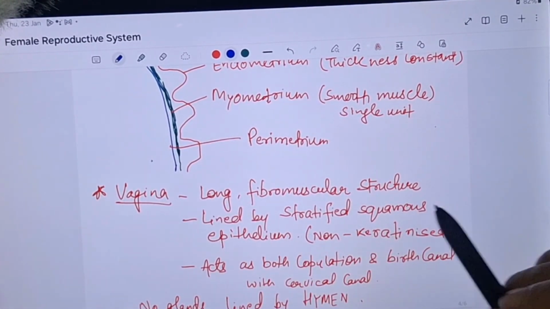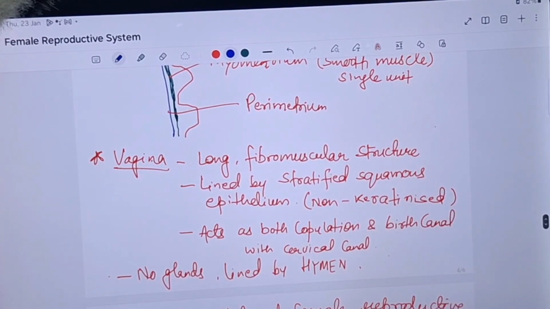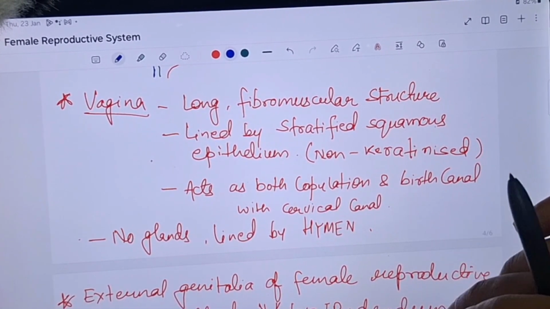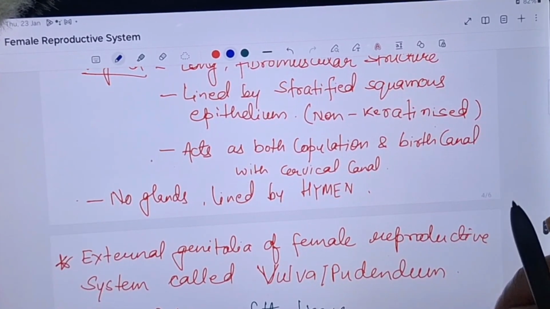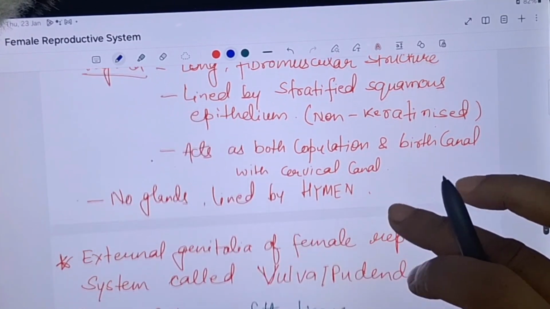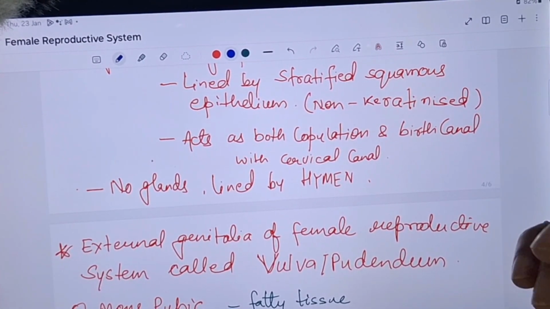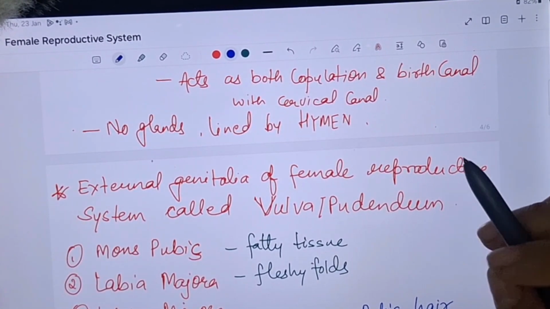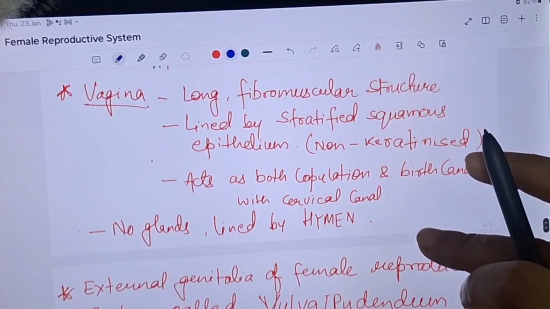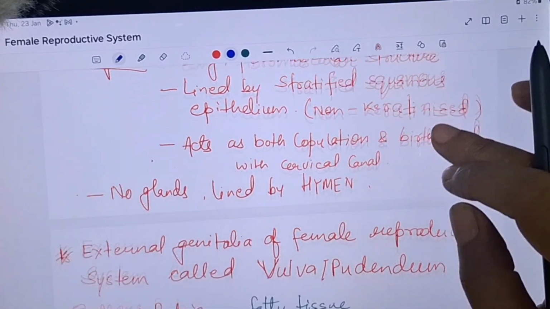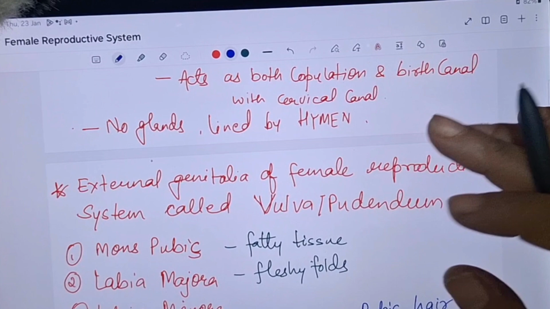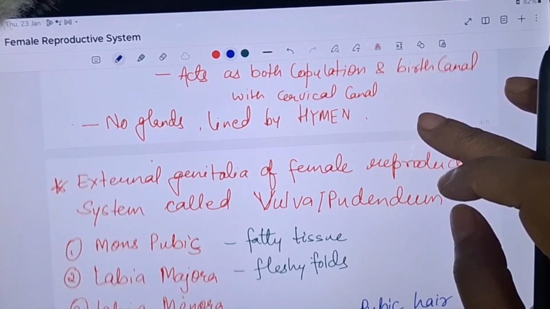The vagina is a long fibromuscular structure, lined with non-keratinized stratified squamous epithelium. It acts as the copulation canal and the birth canal. It does not have any gland, but it is lined by a thin membrane called the hymen. There are certain myths about the hymen, that the breakage of the hymen decides the virginity of a female, which is not true. It can break in many situations like cycling and so on. This has been mentioned in NCERT as well.